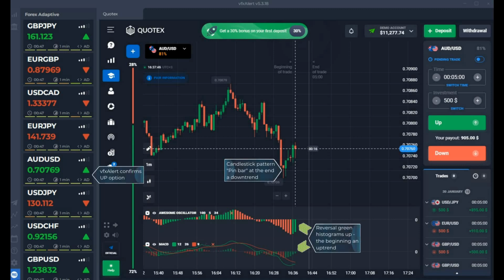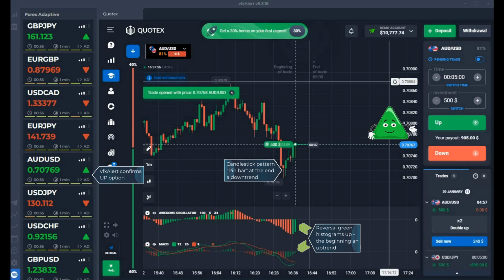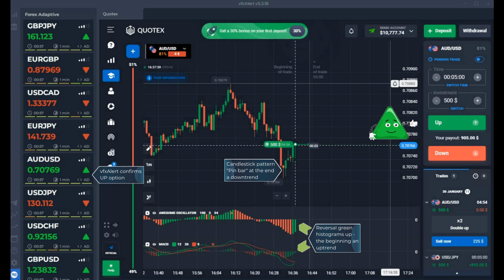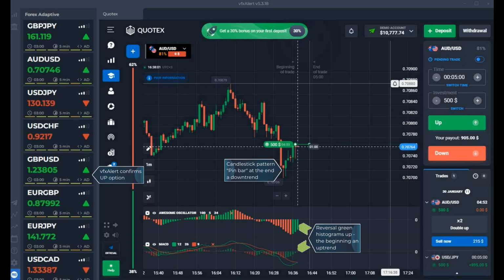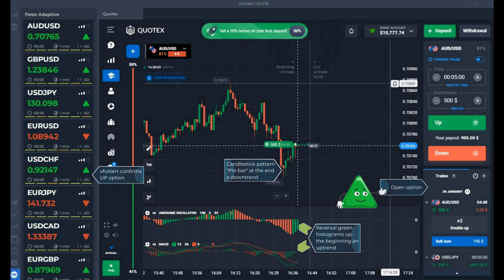We continue to trade the Australian dollar. Reversal candlestick pattern at the end of a downtrend. Oscillators and vfxAlert confirm the reversal. You can open the up option.